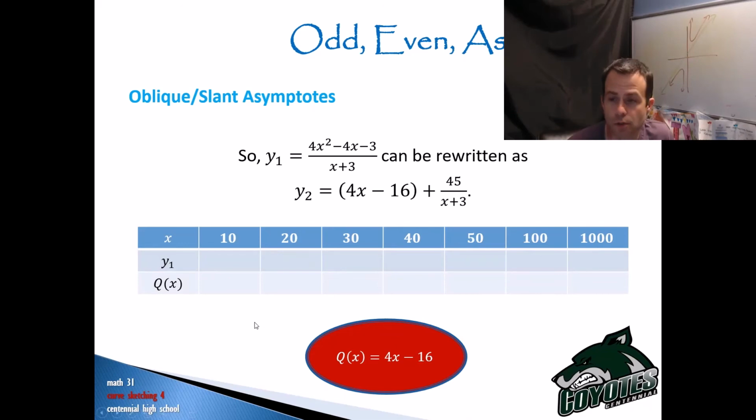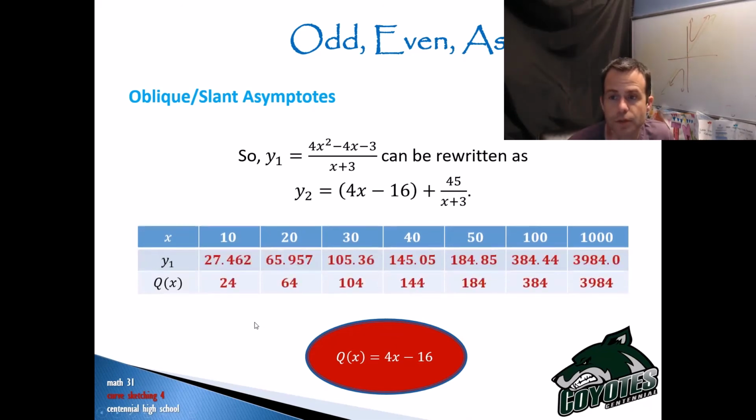Okay, so we end up seeing the same thing. At first, at 10, they're kind of far apart, but as we keep getting bigger, at 30 they're 105 versus 104. At 40, they're 145 versus 144. And by the time we get to 1,000, they're 3984.0 something and 3984. So they're pretty darn close together. They're pretty close to touching each other.